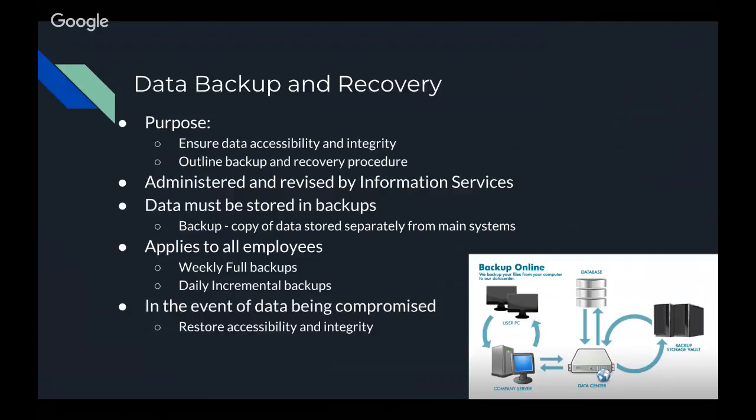In order to guarantee these qualities in our data, there are a couple things we must do. First, we must store our data in backups, copies of data stored separately from our main systems. This applies to all employees, with full backups required weekly and incremental backups daily. Second, in the event of compromised data, whether that be from a systems failure, breach, or other cause, we must be able to quickly restore the accessibility and integrity of our data.